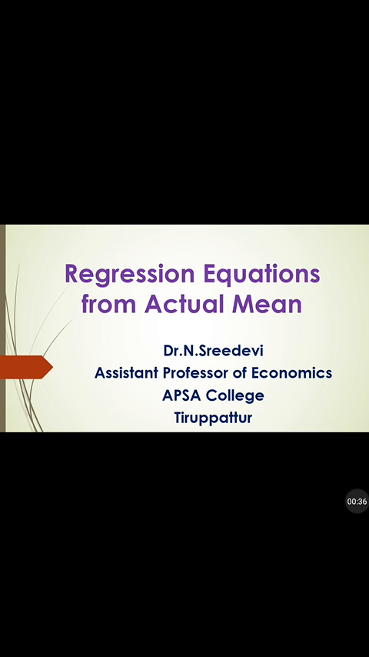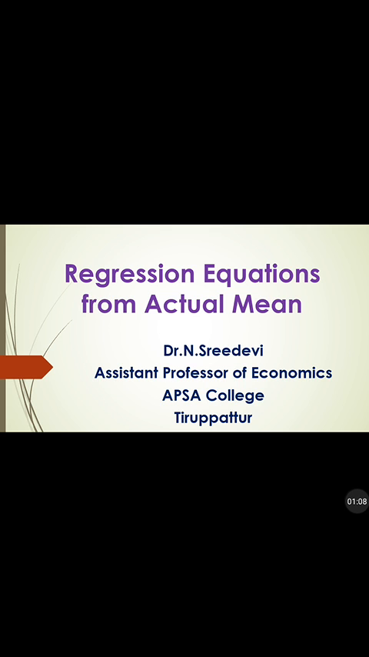Actual mean is nothing but the x bar and y bar values should be a round value, no decimal point. For example, x bar is equal to 8, y bar is equal to 10. So here x bar and y bar have round values. So this is known as the actual mean. In certain problems, we can see that the x bar will be 8.5, y bar will be 9.5. So this is not the actual mean.